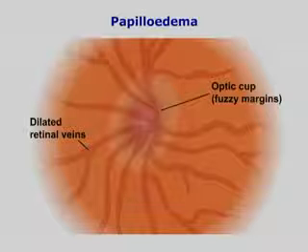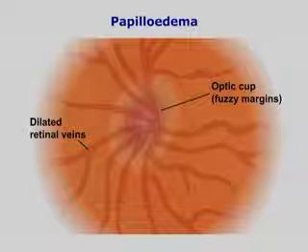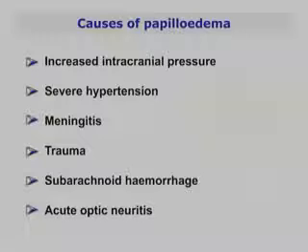Note the margins. If they are not easy to distinguish, the cup is not visible, and there are dilated retinal veins, then these may be signs of papilledema. These may be caused by increased intracranial pressure, severe hypertension, meningitis, trauma, subarachnoid hemorrhage, or acute optic neuritis.